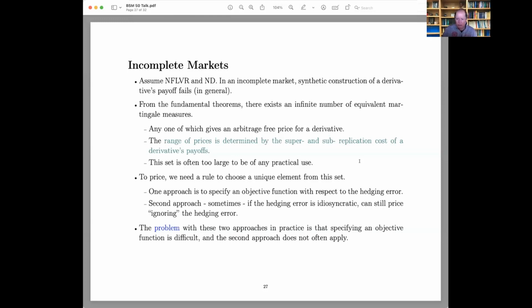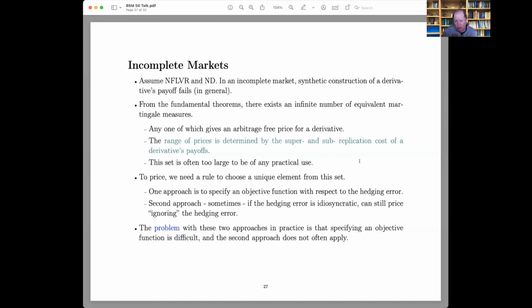And when that's the case, when the range is too large, then we move to step 2: well, within this set, we need a rule for choosing an element, a unique element. And in the literature, there are basically 2 approaches. One is to specify an objective function with respect to the hedging error from using a partial replication. And an objective function could be a utility function. And then we're into what's called indifference pricing.